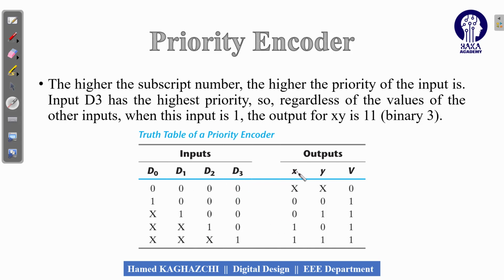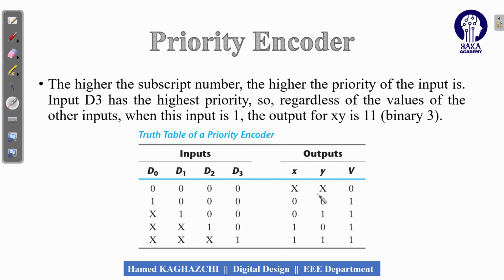Now I have to find the x, y, and v, the Boolean function of the output, to design the circuit of the priority encoder. As you can see here, in the input I have 4 bits. It means that I have to have 16 possible combinations. But here just 1, 2, 3, 4, and 5 combinations are written. How can I find the Boolean function of x, y, and v?